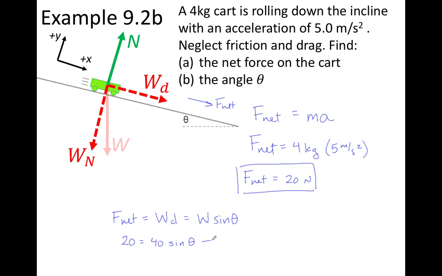If I divide each side by 40, I get sine theta equals 20 divided by 40, which of course is a half. And when you enter into your calculator inverse sine of 1/2, you get 30 degrees. Therefore, the ramp angle is 30 degrees.